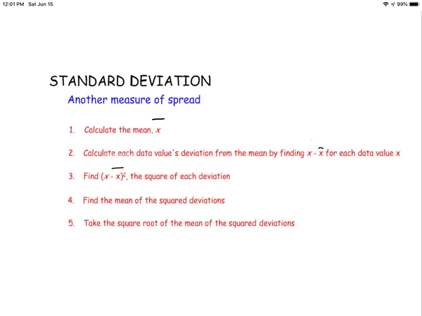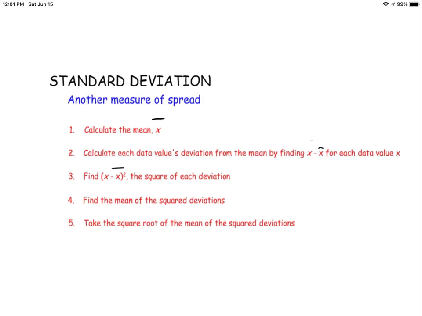The next measure of spread that we are going to look at is standard deviation. Standard deviation is a measure of how far the data is spread apart from each other. Basically, if you have a large standard deviation, it means your numbers are very far spread apart from each other, or you have a few that are very far apart from the rest. If you have a small standard deviation, it means your numbers are very much close together. So there are 5 steps in calculating the standard deviation.